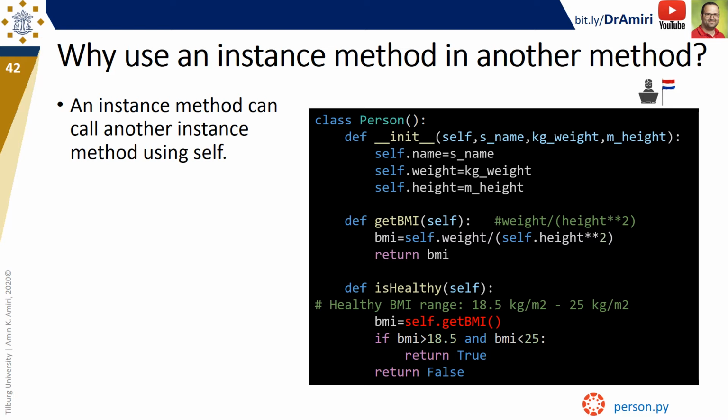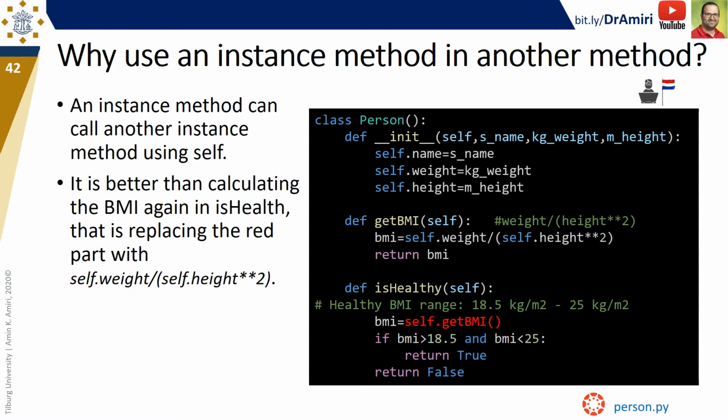self.getBMI, using the method that has already been created in the class, they try to calculate this BMI again and use it here. What is wrong with this? Why is it better to use the method that is already created rather than simply writing here self.weight / self.height to the power of 2 again?